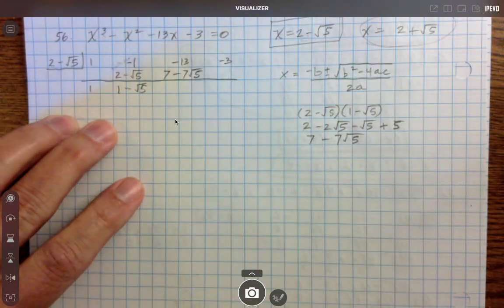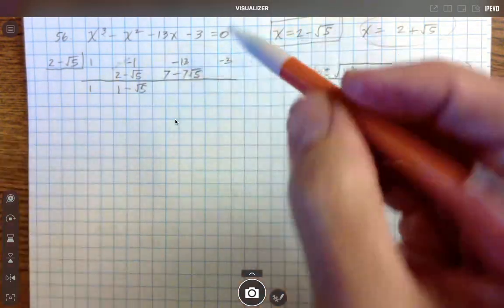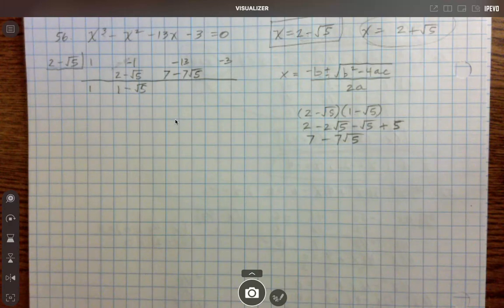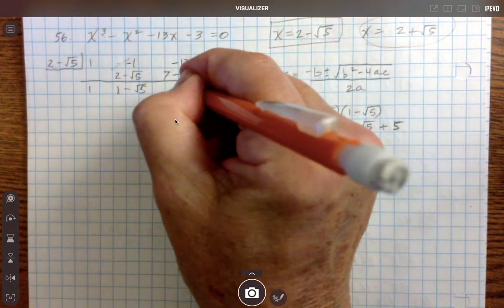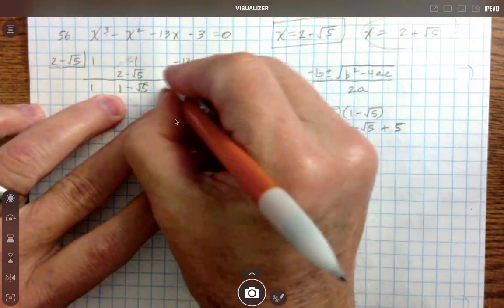All right. Now when I add these, I just add the rational parts. So what is that going to be? 7, 6, negative 6, I think, right? Sorry, negative 6 minus 7 square root of 5.